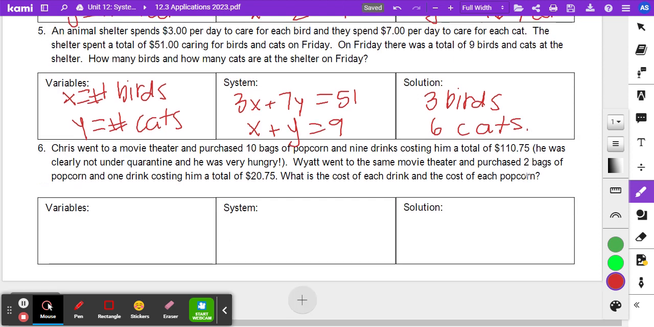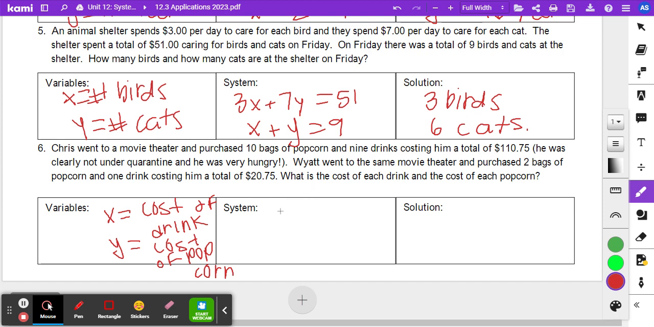The last one. Chris went to a movie theater and purchased 10 bags of popcorn and 9 drinks, costing him a total of $110.75. So we are going to make x the cost of a drink, and we are going to make y the cost of popcorn. Wyatt went to the same movie theater and purchased 2 bags of popcorn and 1 drink, costing him $20.75. What is the cost of each drink and the cost of each popcorn?